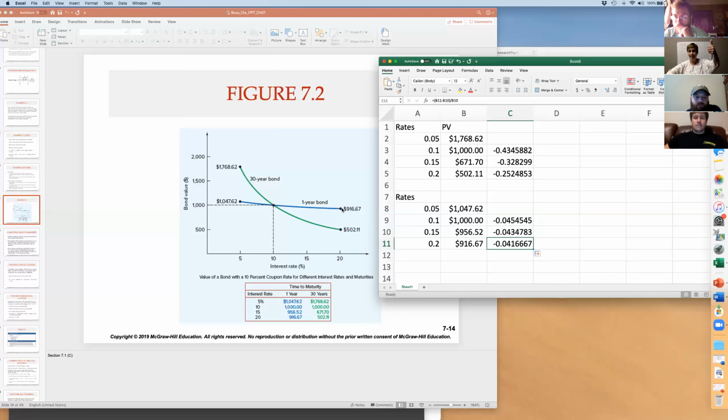Does that make sense? So if interest rates are going to go up, you will want to purchase the short term as opposed to the long term. You're going to lose money on both, but it's going to be less on this short term 1-year bond. You're going to lose 4.5% versus 43%. As interest rates fall, you want the long term. Does that make sense to everybody?